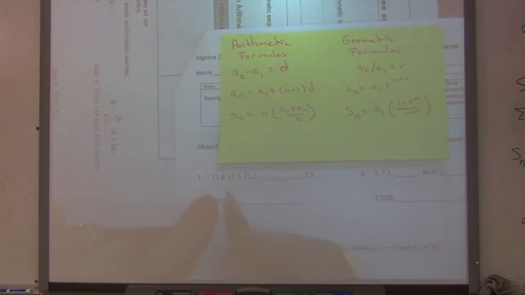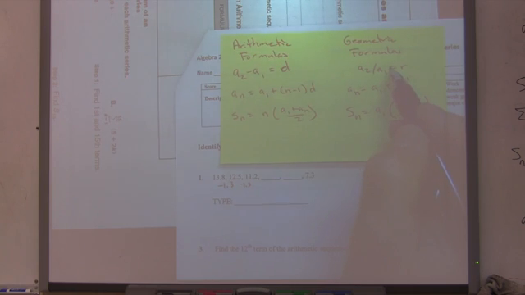So remember, for arithmetic, you subtract. A2 minus A1 gives me my common difference. So 12.5 minus 13.8 is a negative 1.3. And if I subtract 1.3 from 12.5, I get 11.2, so that works. Subtract 1.3. If I was to do a geometric, that would be 12.5 divided by 13.8.